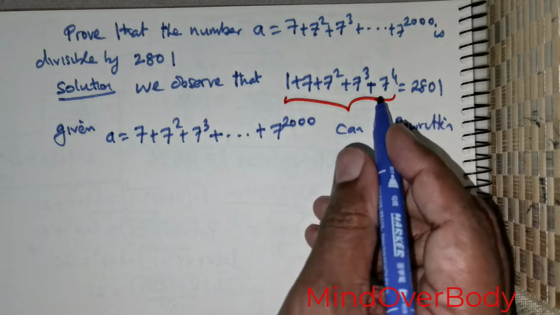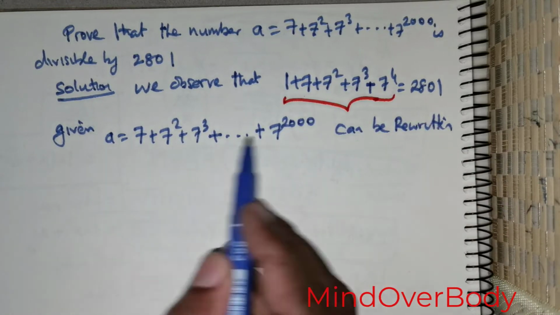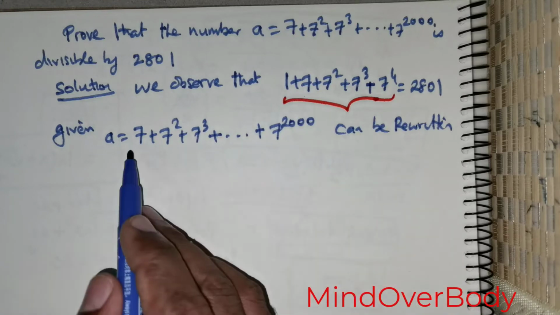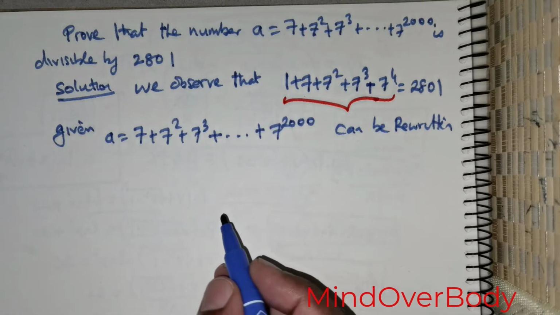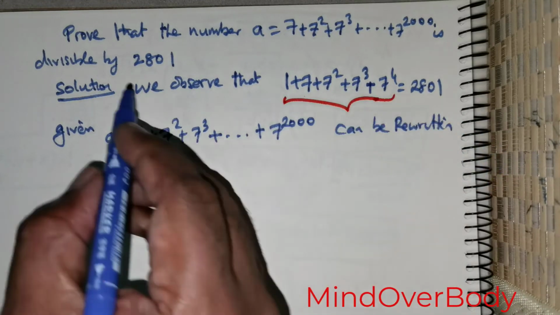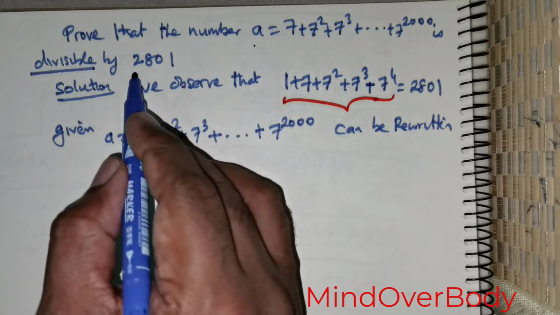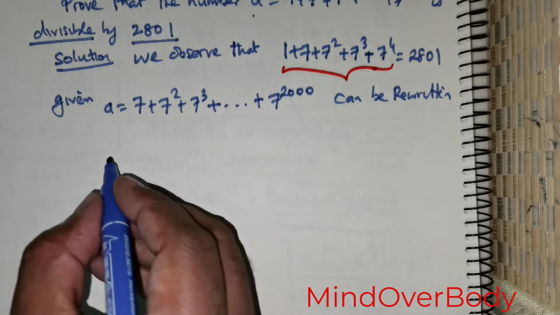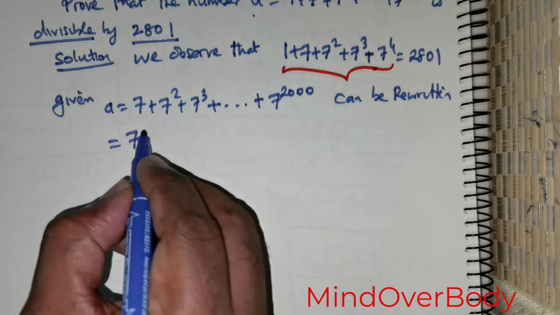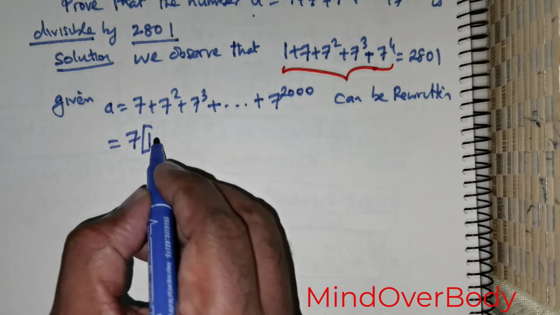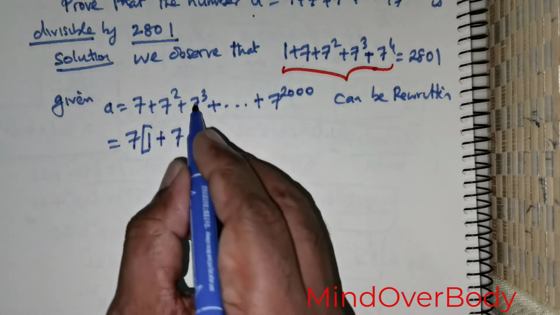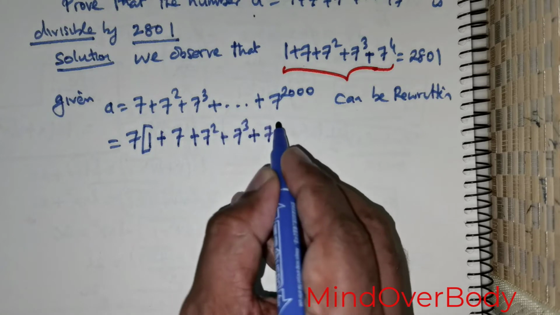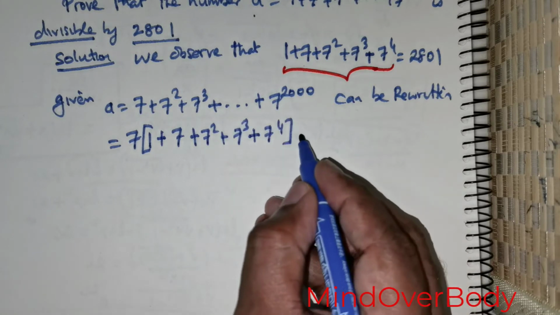Now what is the idea? The idea is to rewrite this entire series of quantities that we see here as quantities involving this product 2801. If we can do that, then clearly we can conclude that a is divisible by 2801. So that is our objective. Having got that objective, I would like to take 7 out. If I were to take 7 out, I would get 1 here, 7 here, 7 squared here, 7 to the power of 3, and then 7 to the power of 4. So I close that off.